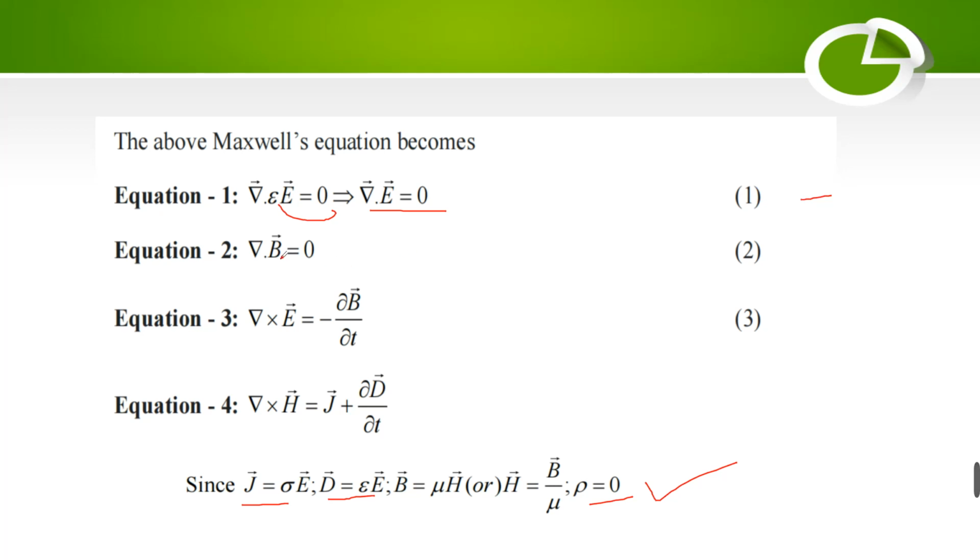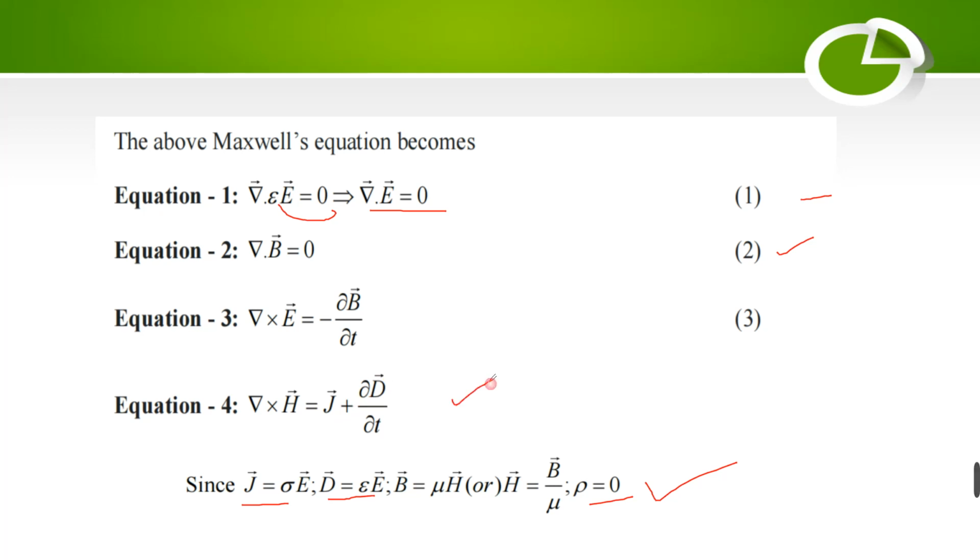Then there is no change in the second equation. Del dot B vector is equal to 0. And fourth also, there is no change. That is, del vector cross E vector is equal to minus dou B vector by dou t, and del vector cross H vector is equal to J vector plus dou D by dou t.